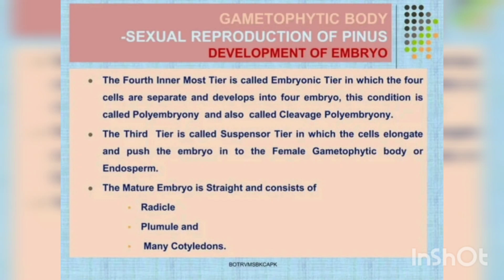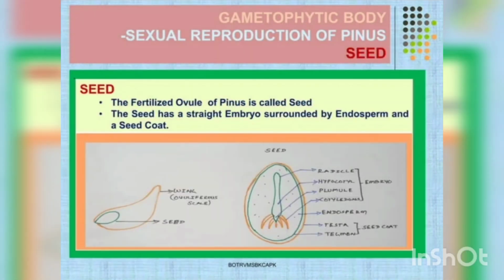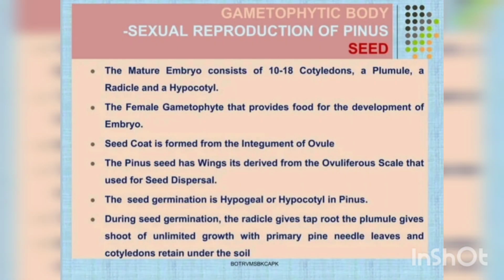Okay, now after the egg cell is fertilized, there will be development of the zygote, and from the zygote the embryo is formed. Now when the embryo divides, it forms a four-layered structure, and each cell of this 4-celled structure will develop into an embryo. This is called polyembryony. So polyembryony is seen in Pinus.